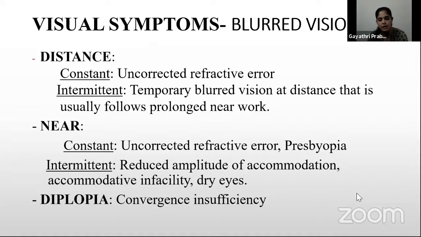Now, a certain group of people might also complain that the words get jumbled up or the words become double. When they say double, first you need to clear up what they mean by double, whether it's actually double vision or whether they're just seeing a shadow, whether they are talking of blurred vision as diplopia or double vision. But if it is diplopia, then primarily it is convergence insufficiency that we are considering as the main cause for double vision.